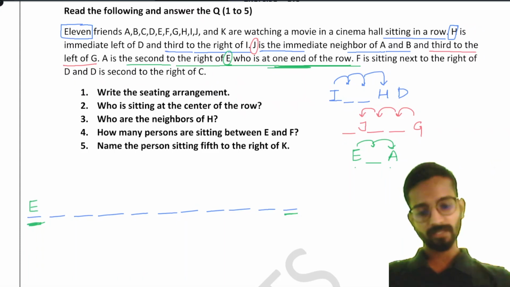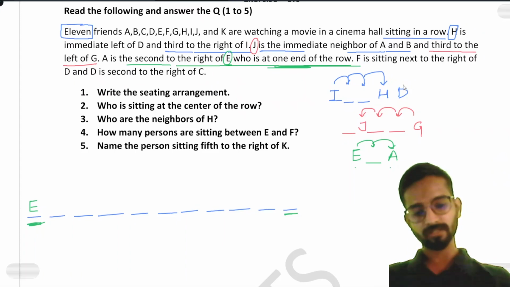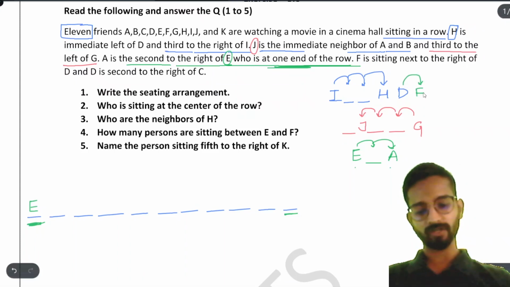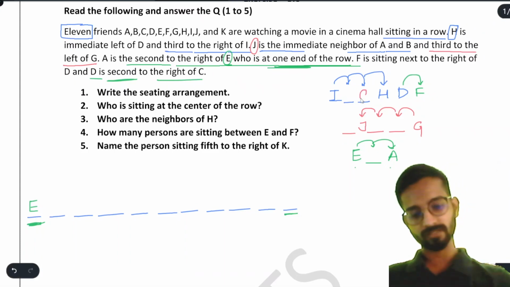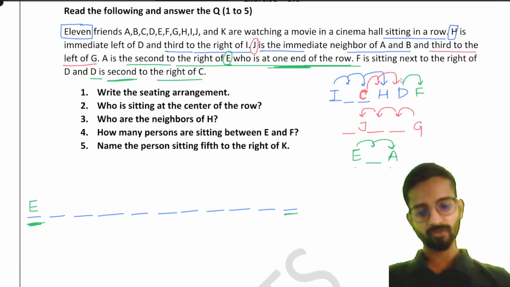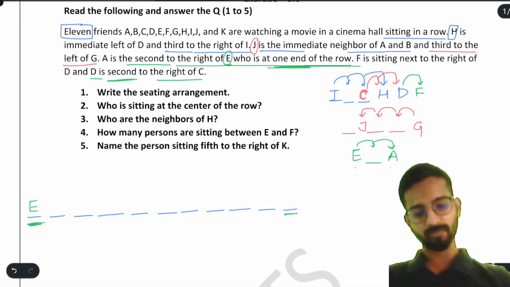Then, F is sitting next to the right of D. It means D is here, so F will be next. So, you can write here F is sitting next to the right of D. And D is second to the right of C. So, I can say wherever C is, D is second. So, 1, 2. D will be here. We know that. Now, I can just rewrite this at our places what we have already made.